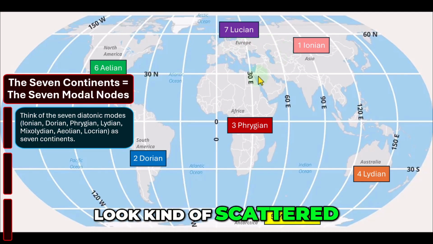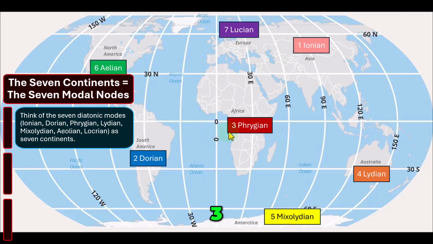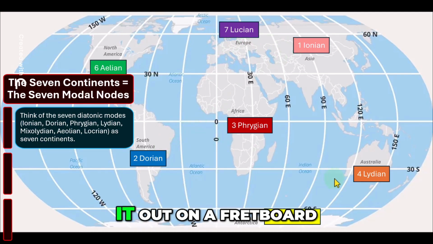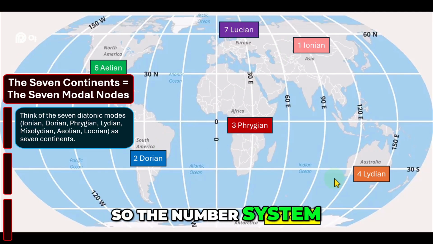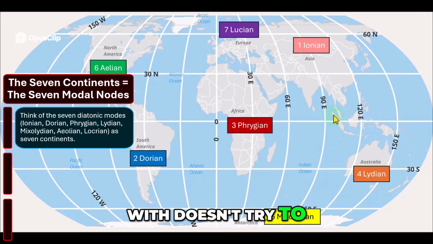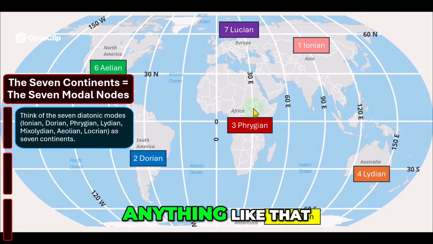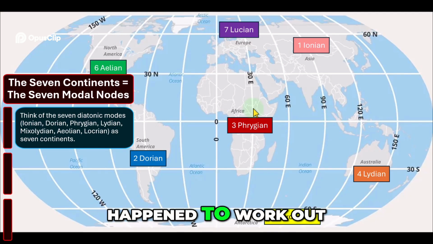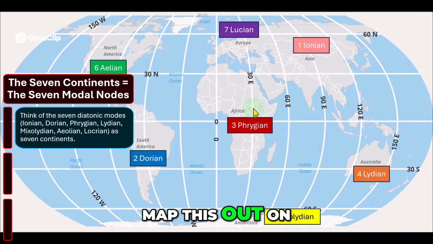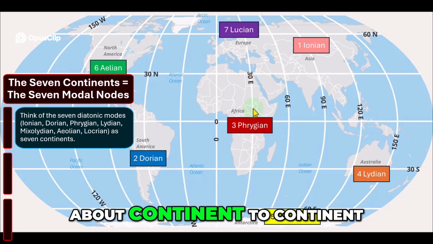Now, I know they look kind of scattered all over the place, 1, 2, 3, 4. That's because I mapped it out on a fretboard. So the number system that I came up with doesn't try to rank the continents or anything like that. It's just how it happened to work out if you try to map this out on the fretboard. The point is, we want to be thinking about continent to continent locations.